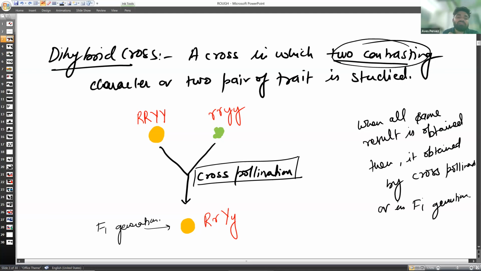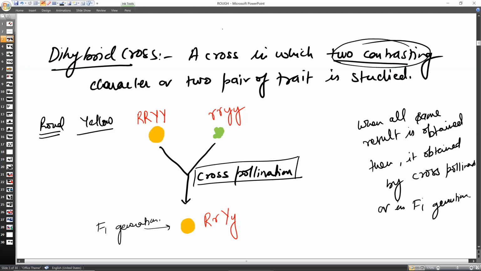What are two contrasting characters? If it is round, one is shape and another one is the color. So round shape and yellow color, both are studied simultaneously. Got it? You understood what a dihybrid cross is?